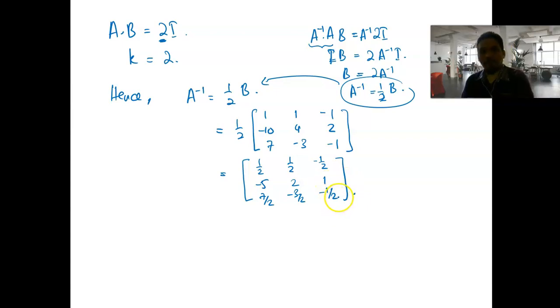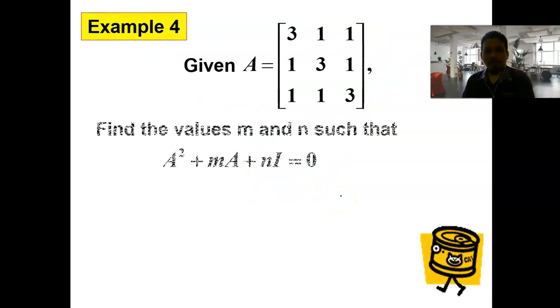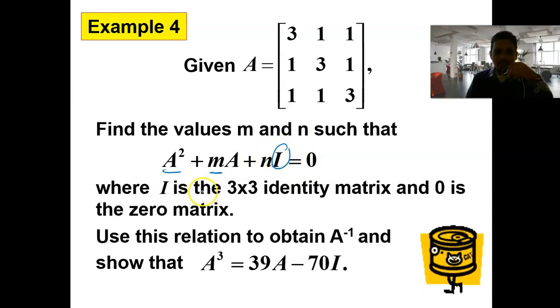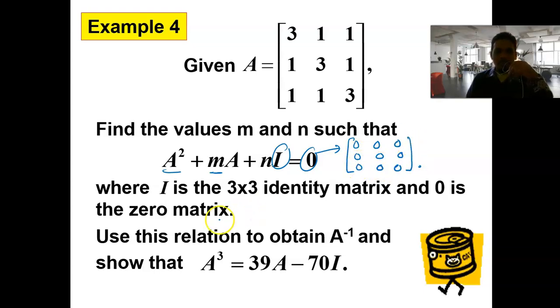Okay, then next, example 4: given A, find the values of M and N such that A squared plus a constant, the scalar M multiplied with A, plus NI equals 0, where I is the identity matrix, 3 times 3, and 0 is the zero matrix. Zero matrix means that all the entries are 0. Okay, use this relation to obtain A inverse.